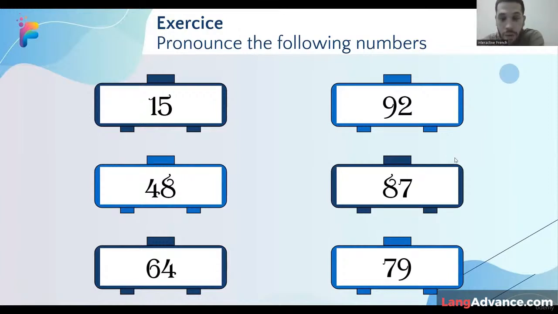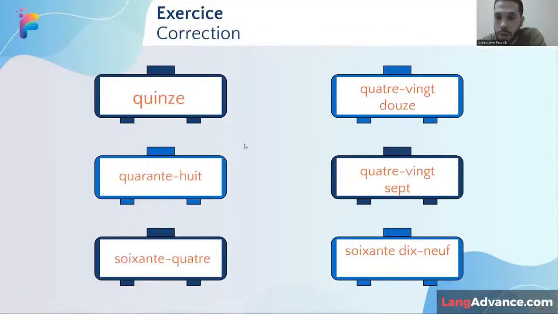And then lastly, we've got 79, indeed. All right. And here you have the correction, the numbers written in letters. So 15, 92, 48, 87, 64, and 79.